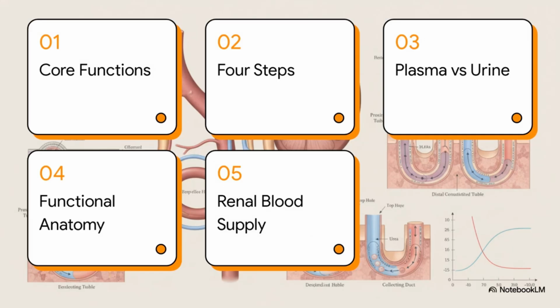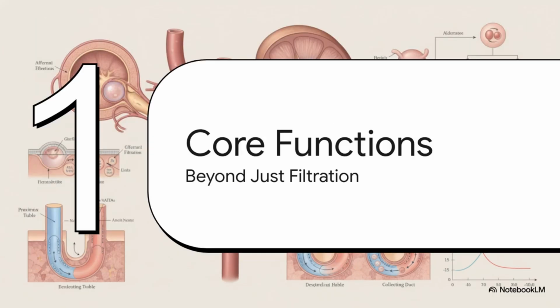Here is our roadmap for today, and it follows a really nice macro to micro progression. We'll kick things off with the core functions of the kidney, then break down the four sequential steps of renal function. After that, we'll compare plasma and urine to prove exactly how much alteration is actually happening. Then, we'll zoom way in on the microscopic functional anatomy of the nephron and wrap up by analyzing the kidney's absolutely massive blood supply.